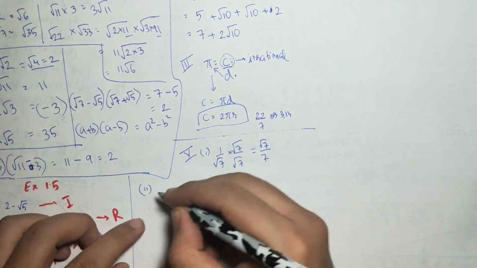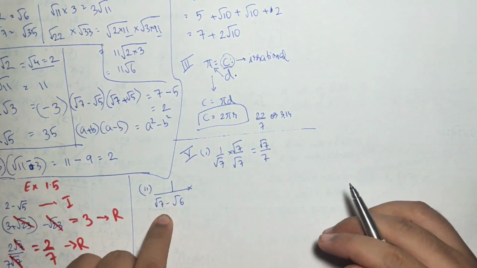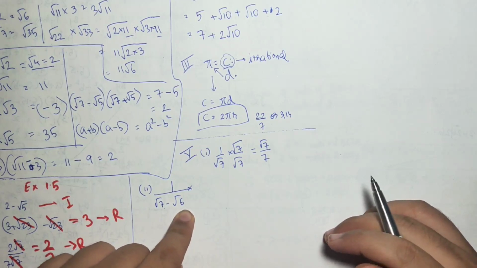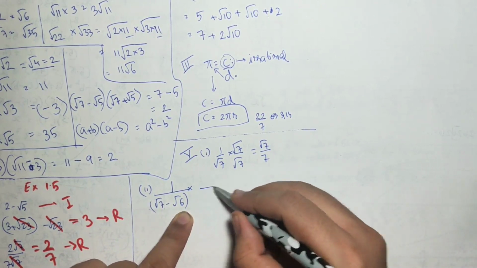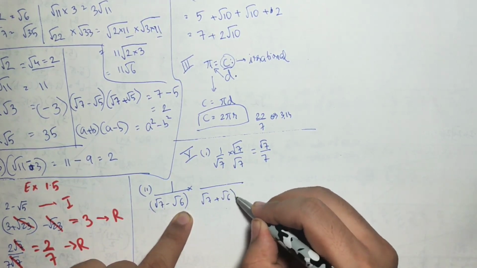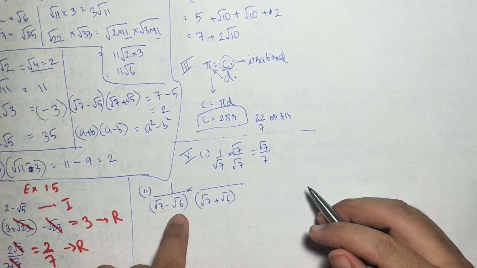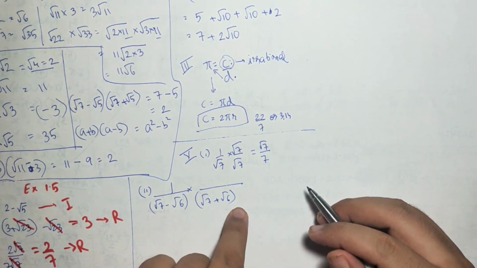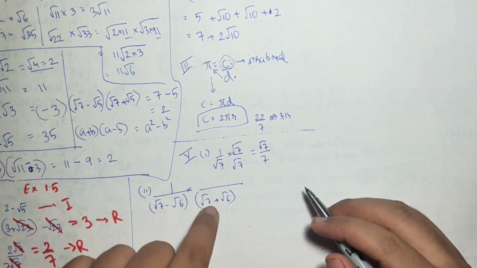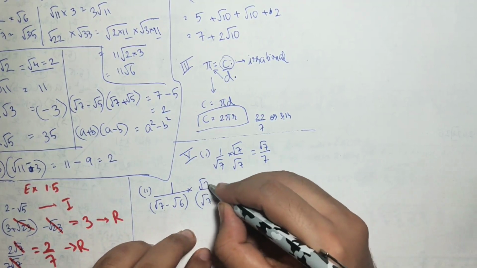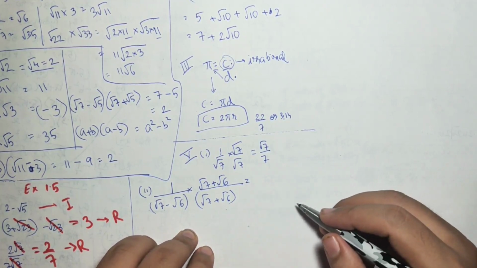Second question, 1 by root 7 minus root 6. As you can see, the denominator is a binomial. If it is a binomial, I have already told you, to rationalize this we need to change the sign in between these two numbers, that's it. So to rationalize root 7 minus root 6, I just need root 7 plus root 6. But again, if I am multiplying this in the denominator, the numerator should get multiplied with the same number, that is root 7 plus root 6 in the numerator also to make the fraction the same.